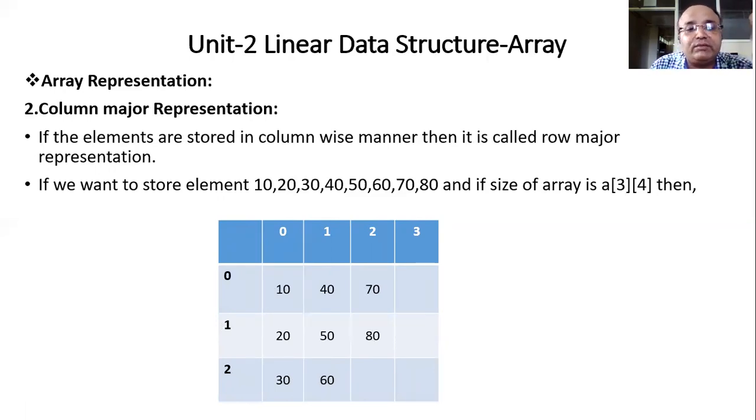So first the column with index 0 will be filled, then the column with index 1 is filled, then column index number 2 will be filled, and so on. So in this case, we are going to store all the elements in which manner? Column wise, and that is why it is known as column major representation. So now the point is, you can store all the elements in a row-wise manner as well as column-wise manner. So these are the two basic representations in an array: row major and column major.